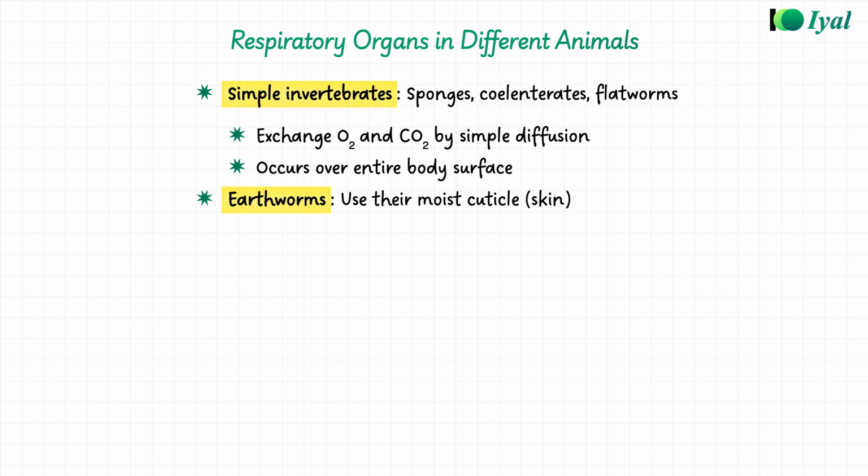Now, different animals have different ways of getting oxygen depending on where they live and how complex they are. Let me start with simple ones. Sponges, coelenterates, flatworms, these are very basic animals, no? They are so simple that oxygen and carbon dioxide just diffuse directly through their entire body surface. No special structures needed, just diffusion. And earthworms, they use their moist skin, their cuticle. Because their skin is always wet, gases can diffuse through it.